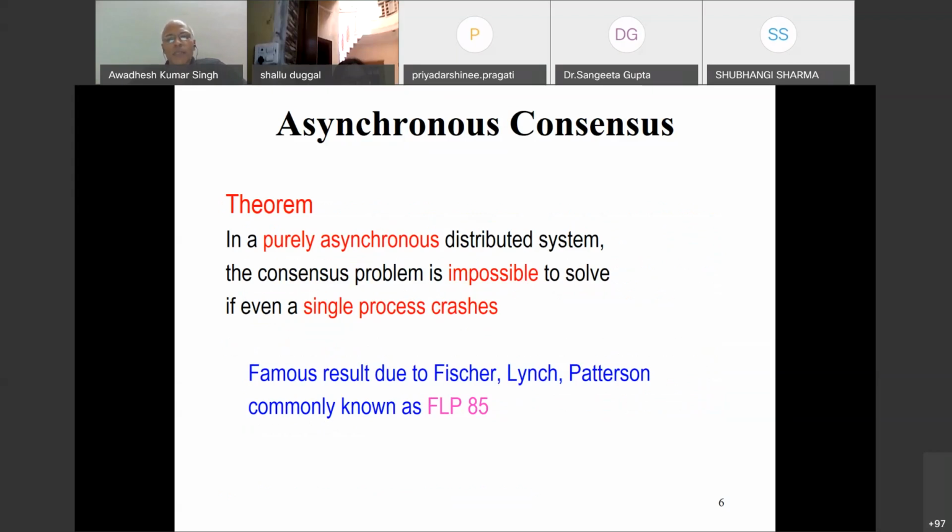So that is a very famous impossibility result that says that in a purely asynchronous system, it is impossible to solve consensus even with a single failure. If this theorem is true, then there is no question of fault tolerance. If even a single crash cannot be handled in an asynchronous environment, then the question is how to do it and what is the life beyond this theorem.